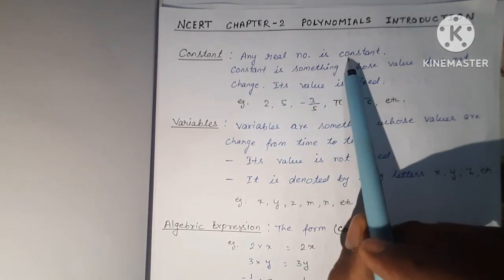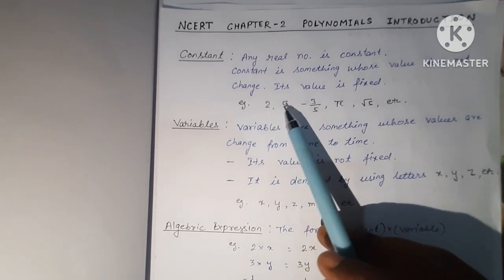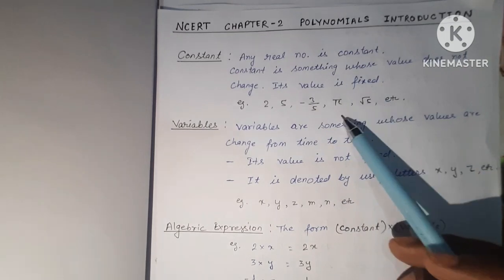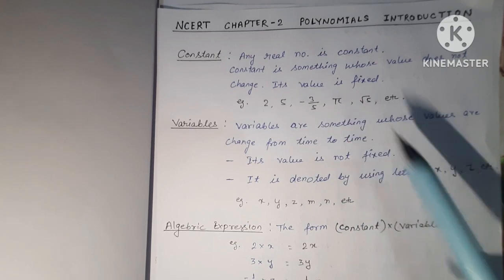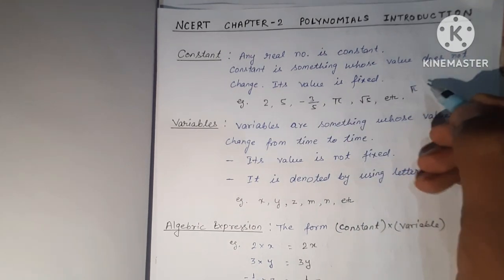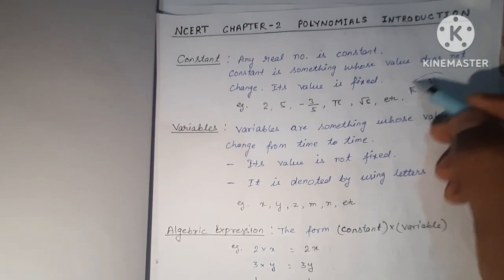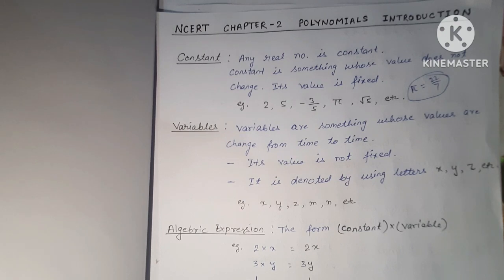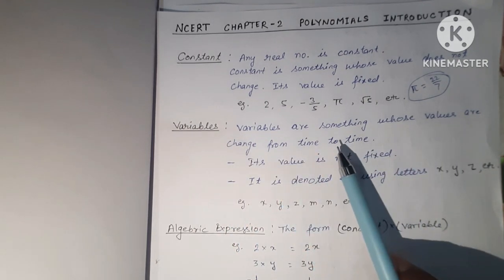Constant is any real number. Constant is something whose value does not change and its value is fixed. Suppose any real number like 2, 5, minus 3 by 5, pi, under root 5, all the numbers are constant. Suppose here is pi. So in overall mathematics, the value of pi is 22 by 7. It is fixed, it is not changed. So it is constant. Now variable is something whose value are changed from time to time.